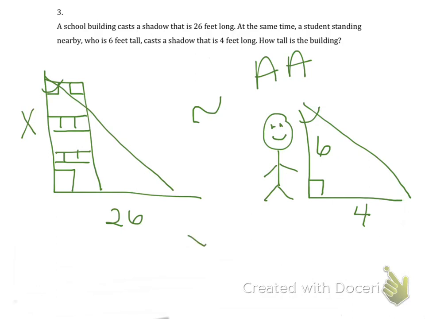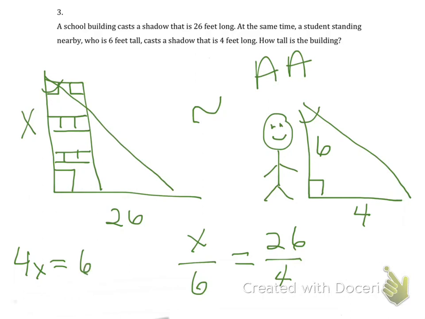Set up your proportions. X is to 6, so those are the heights. Just like, go back to the big triangle, 26 is to 4. Do your cross products. So you say 4x equals 6 times 26, and divide both sides by 4. So 6 times 26 divided by 4, and you should get an x, or a height of the building, equal to 39, and everything is in feet, 39 feet. And that ends the 6-3 notes.